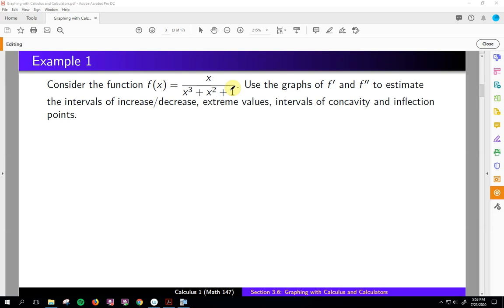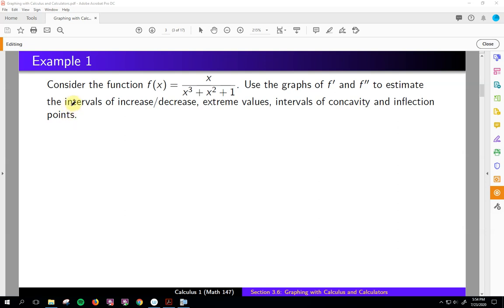Okay, so consider this function. Use the graphs of f and f prime to estimate the intervals of increase, decrease, extreme values, intervals of concavity, and inflection points. These are things that the calculator kind of struggles with, where we can use the calculus to help this out, and then key into the strengths of the calculator, which is simply graphing. You can do an excellent job with that.